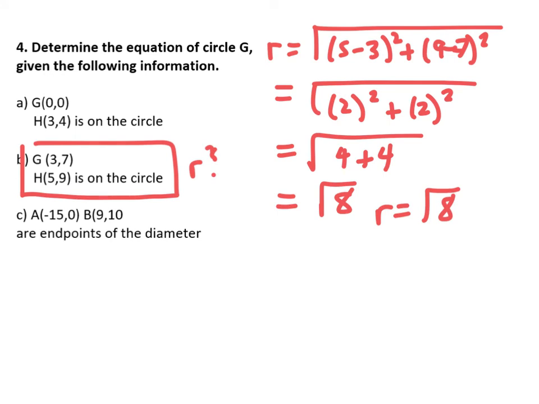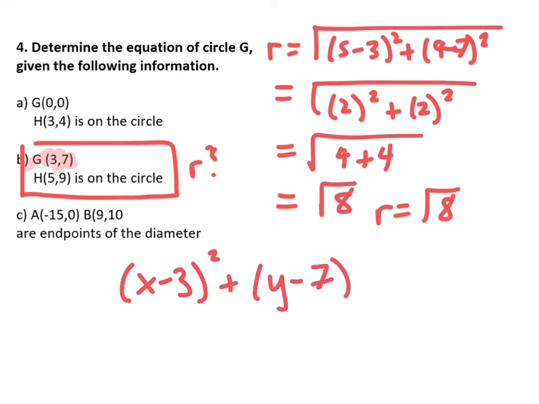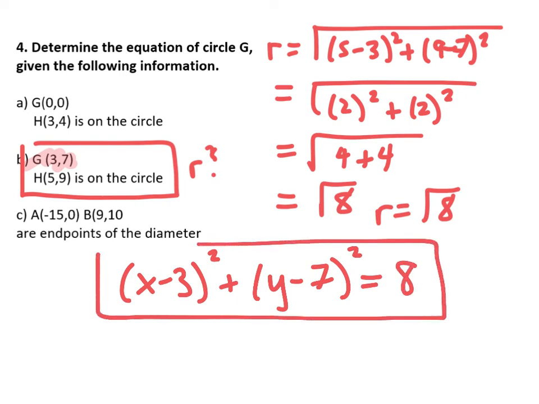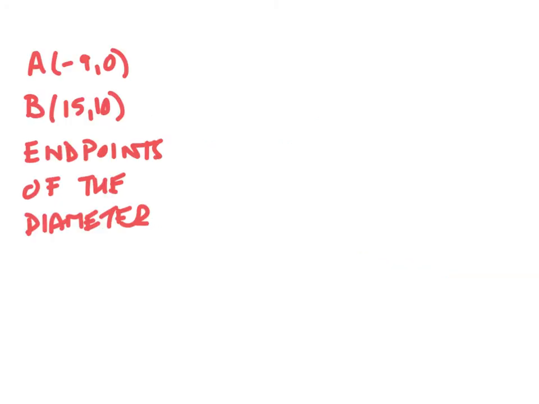So now we go back to the original circle. Here is our center. So it would be x minus 3 squared plus y minus 7 squared equals 8. See why I left that as the square root of 8? Because when you square that, you just get a beautiful little number right there. Let's do one last one. The last one's kind of unique and kind of fun, actually.